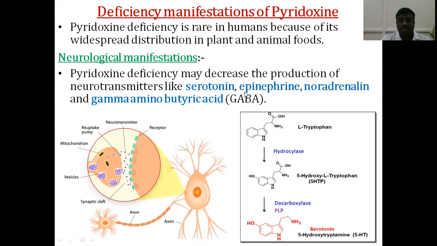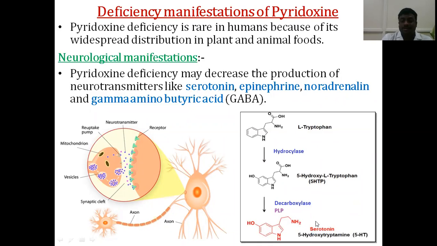You can see serotonin, epinephrine, noradrenaline, gamma aminobutyric acid. These are all neurotransmitters actively participating in the transferring of the signals. Okay. So for the synthesis of these neurotransmitters, that is depending on vitamin B6, pyridoxine. Here I am giving one example: serotonin formation, serotonin synthesis.